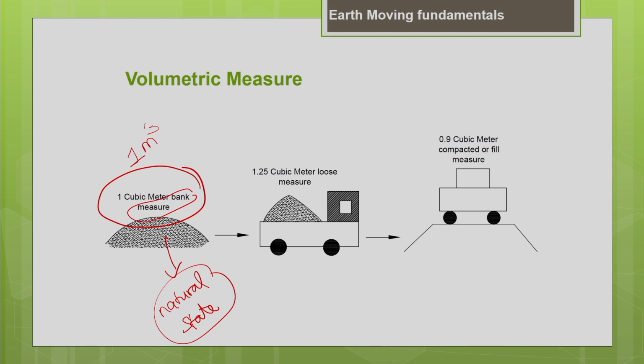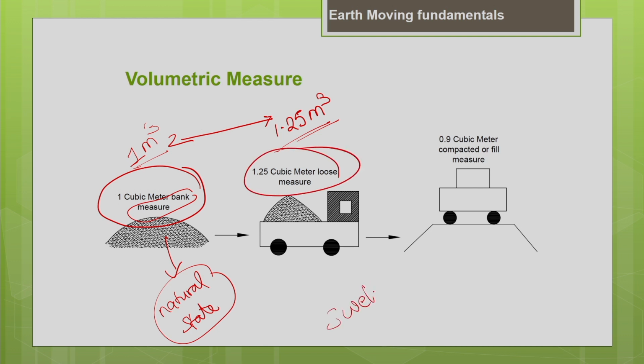Now you excavate the material with an excavating equipment and load it. Once you excavate it, what happens? The material gets loosened, so more voids will be created. Now it will expand and occupy more volume. So you can see that the loosened volume is 1.25 meter cube. You can compare: in natural state it is 1 meter cube, in loosened state it is 1.25 meter cube. It depends upon the type of material. This volume will vary depending upon the swell factor of the material.